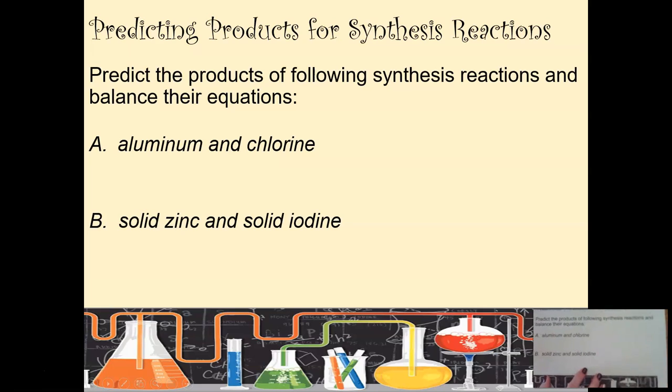Let me get that under my document camera. There we go. All right, so aluminum and chlorine. We're going to predict the products of this synthesis reaction. Aluminum and chlorine are the reactants. I've just given you the reactants, and you're going to have to figure out the products.